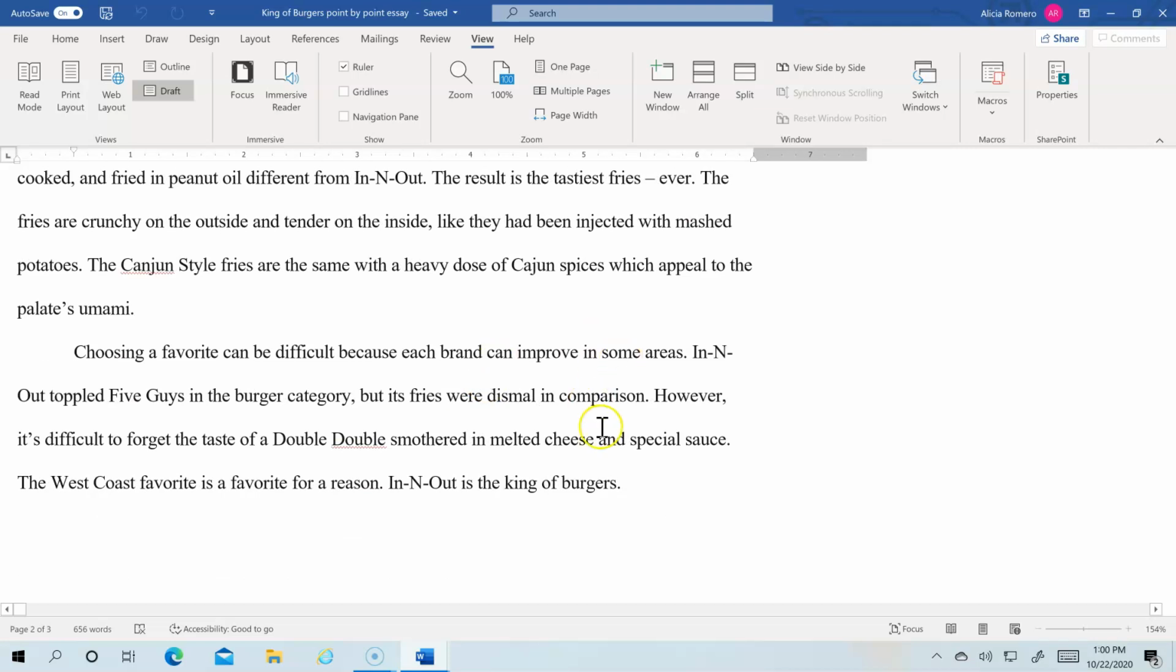So as you can see, it's exactly the same content, except it's organized a little bit differently. But that is the essence of a comparison and contrast essay. So that is that.